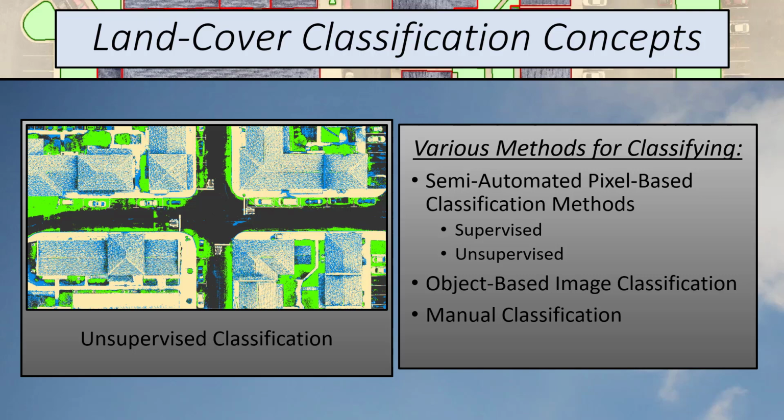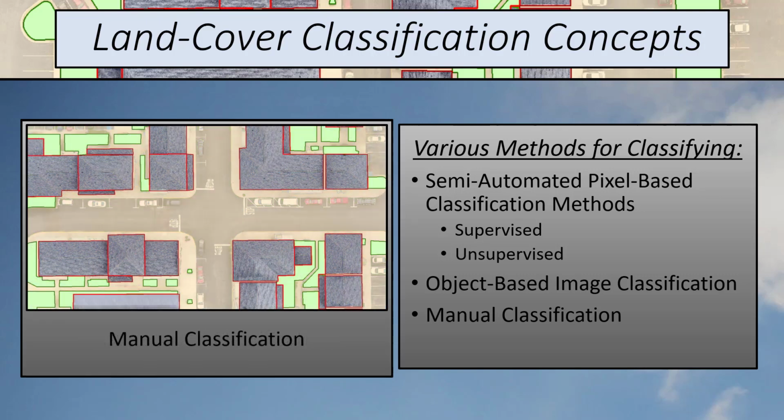Unsupervised is another method that can be used, and it generally will require a lot of error correction. Manual classification is another method that can be used. It typically involves the researcher manually digitizing the class from the imagery. For our garden apartment example, manual classification should work the best.